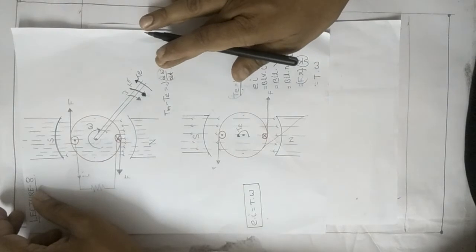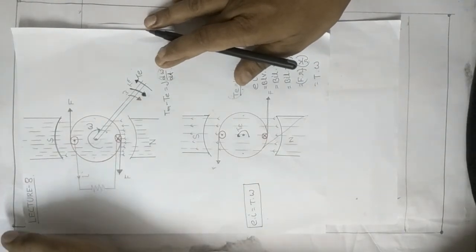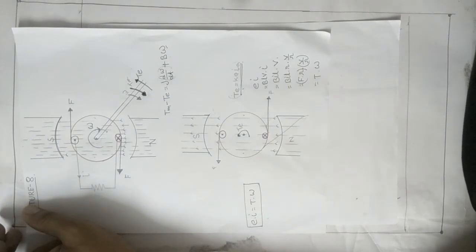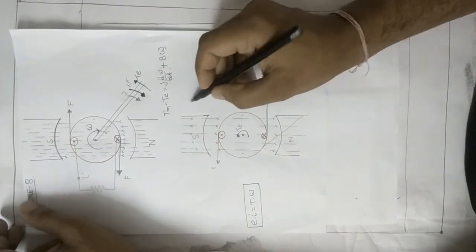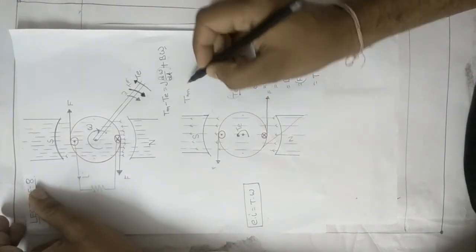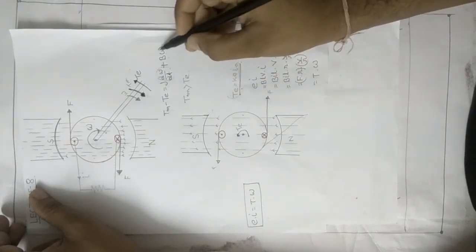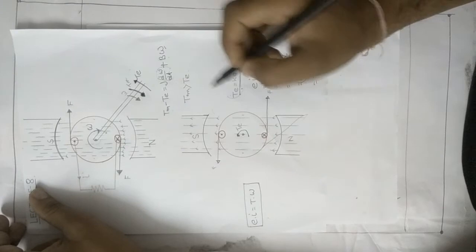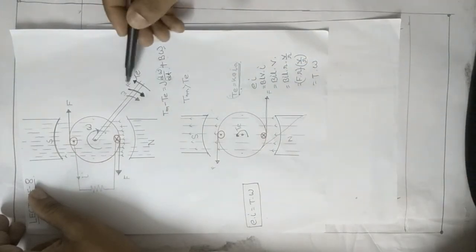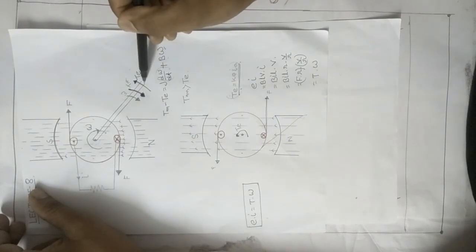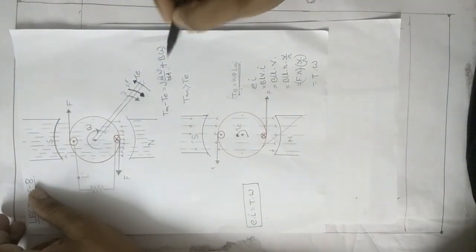While we have written this equation, we have neglected friction. Now if you consider friction, the equation will be like this. So if we consider friction, Tm will be little greater than Te. How much greater? By an amount of B into omega. So here we can say that Tm is greater than Te by an amount B omega.